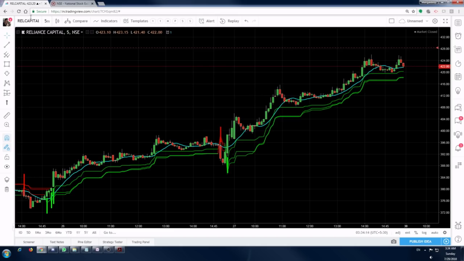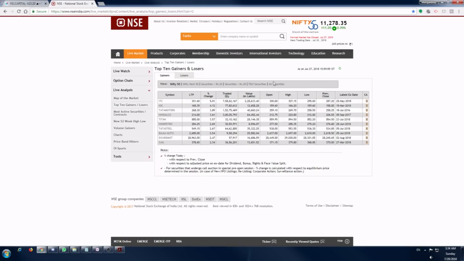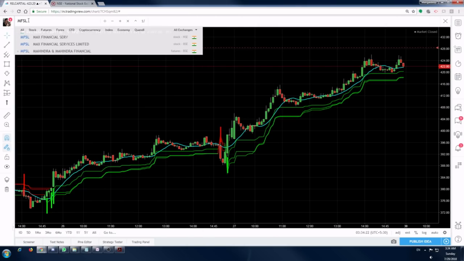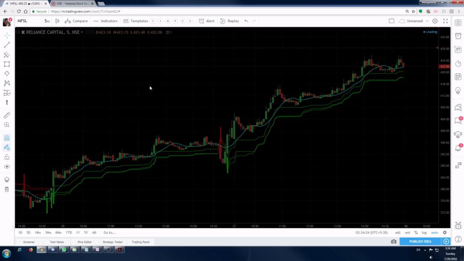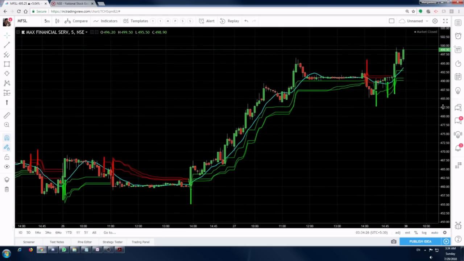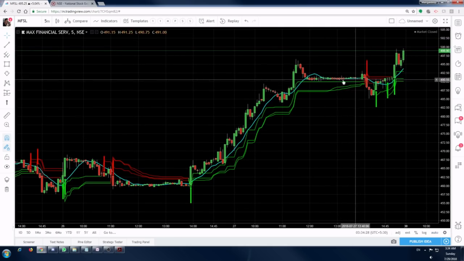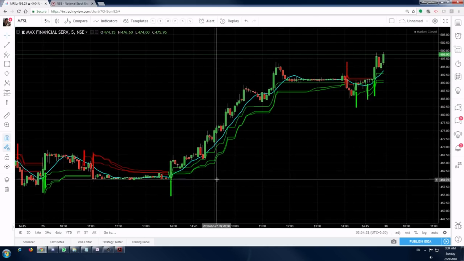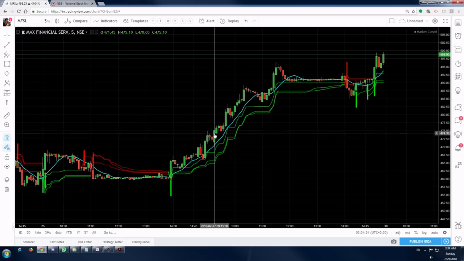The next one was which one? MFSL, and then Castrol India. So let's move on to MFSL and see what happened, if this worked or not. Yes, I got an example of a flat 10 SMA here. I will explain it. So the day started here at this green candle, right?